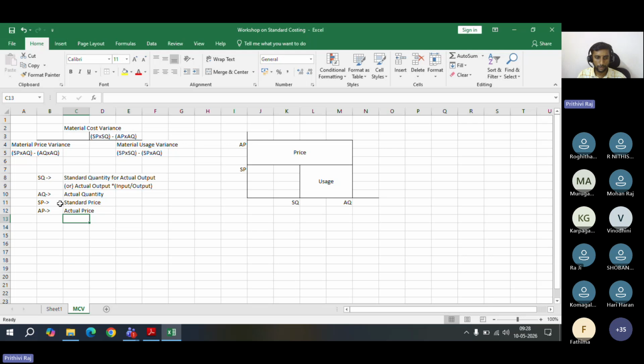Now let's solve the first sum. Before I move to mixed variances, let's solve one problem. This graph we apply only when there is a single material, meaning the company has only one raw material. When there are two or more raw materials, there is a concept of mixed variance that we will see in the second graph. For multiple materials, it is the same graph, you just add one more line. That's all. Now let me complete one sum before moving to the second part.